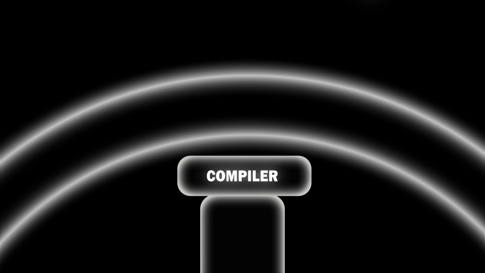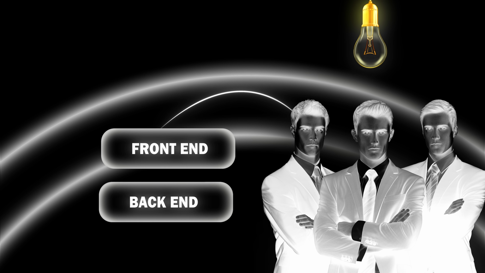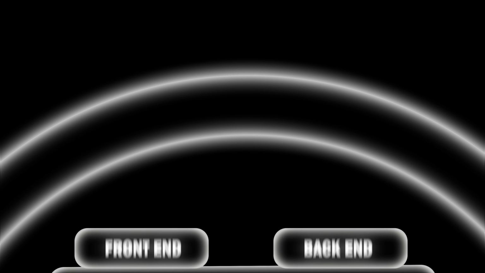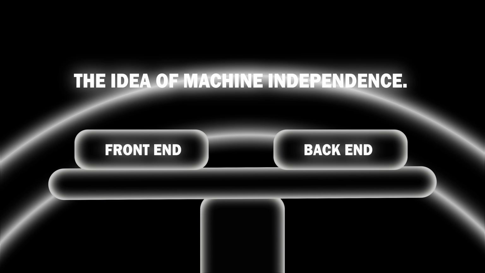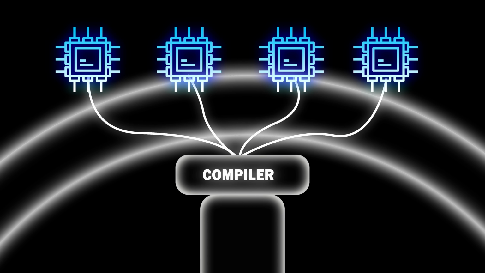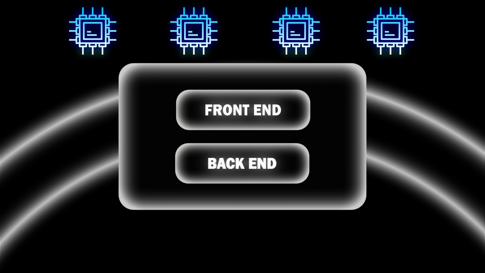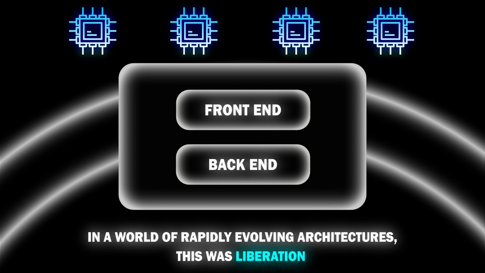And yet, even within this new science, there was artistry. Compiler engineers began to speak of the front end and back end, a design philosophy that separated understanding from execution. This division was elegant. Out of that symmetry grew something more profound, the idea of machine independence. A compiler could now be retargeted. Write one front end for your language, and you could adapt it to any hardware by swapping out the back end. In a world of rapidly evolving architectures, this was liberation.